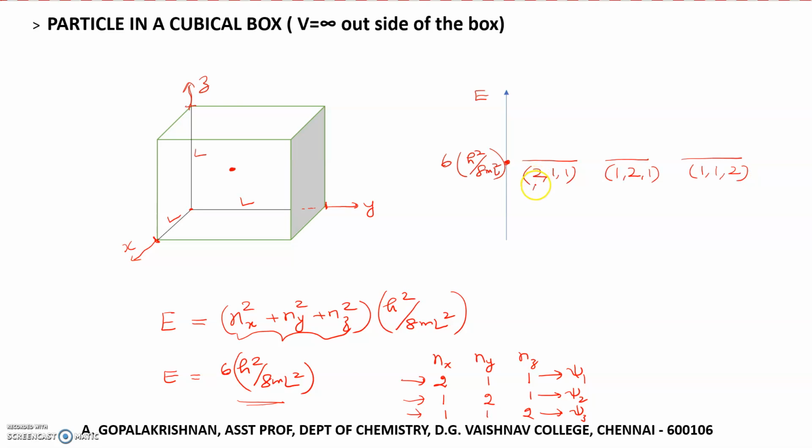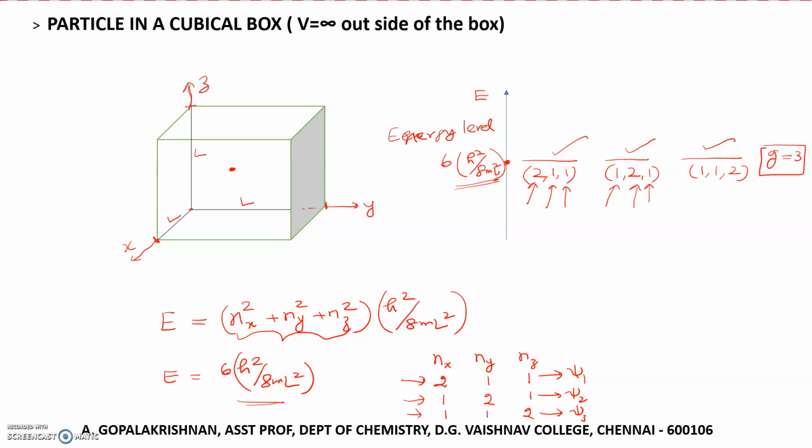So here in this state, the quantum number nx has the value 2, ny has 1 and nz has 1. In the second state, nx is 1, ny is 2, nz is 1, like that. Now listen, this energy level 6h square by 8ml square has 3 degenerate states. We usually represent degeneracy by the symbol G. So what is the degeneracy of this level? Degeneracy of this electronic level is 3, because we have 3 states.